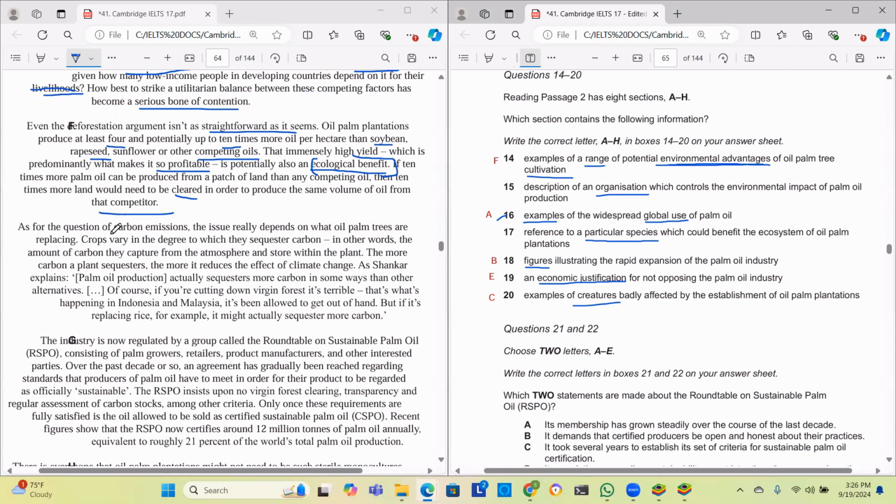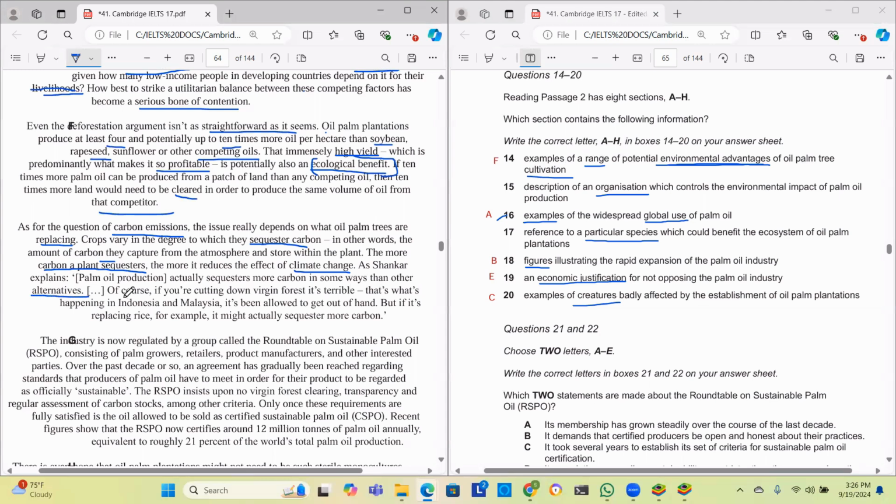Okay, as for the question of carbon emissions, this is the one, see, a range of potential advantages, right? So one is this one, high yield. The other one is carbon emissions. The issue really depends on what palm oil trees are replacing. Crops vary in the degree to which they sequester carbon. In other words, the amount of carbon they capture from the atmosphere and store within the planet. The more carbon a plant sequesters, the more it reduces the effect of climate change. As Shankar explains, palm oil production actually sequesters more carbon in some ways than other alternatives.